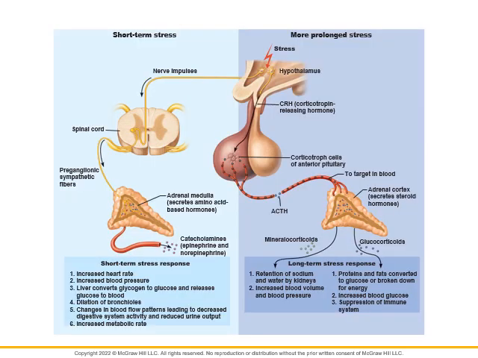This slide, I wanted us to see that there's two mechanisms here if you're under stress. There's a short-term stress response and there's a long-term. You can see the short-term stress response is your sympathetic nervous system, right? So the sympathetic nervous system is going to be triggered to cause the adrenal medulla to release epinephrine and norepinephrine.